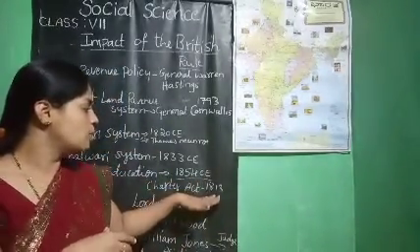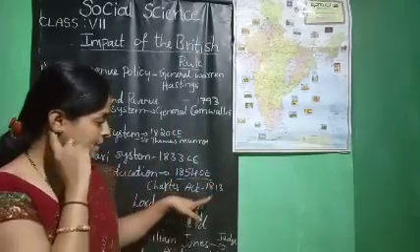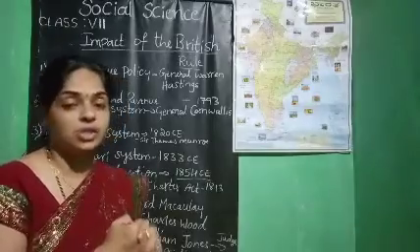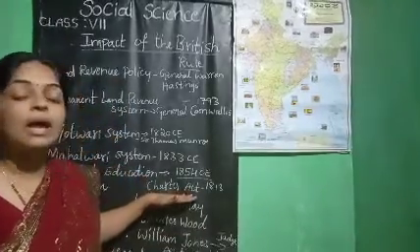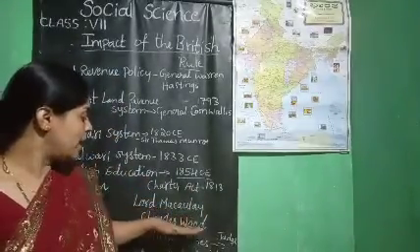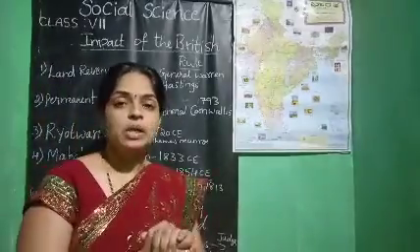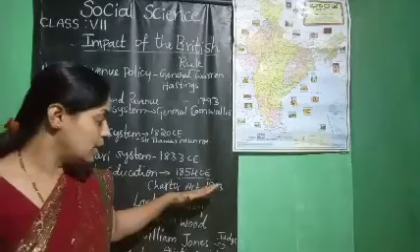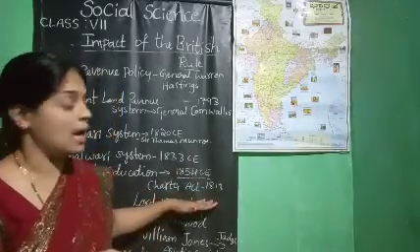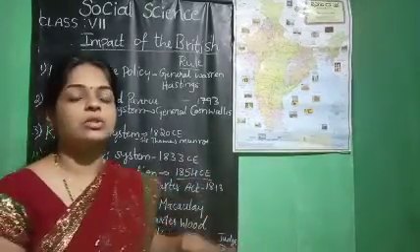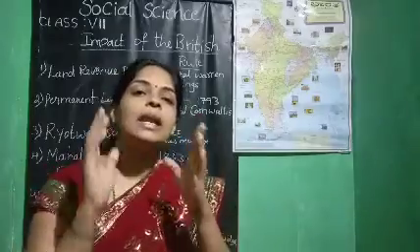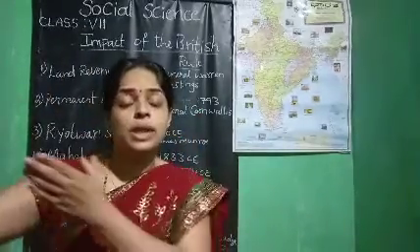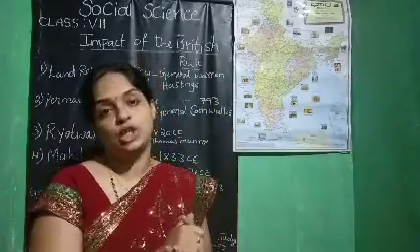During that time, almost 1813, what happened? In 1813, there was a Charter Act. Through this Charter Act, Lord Macaulay and Charles Wood brought this act. According to this act, about 1 lakh rupees had to be kept aside for English education.